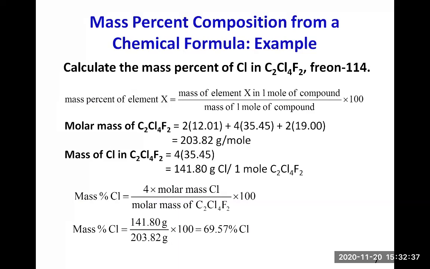And here, it looks like the intermediate answers have 5 sig figs, but really they came from numbers that had only 4 sig figs. If you look at the molar mass, when we calculated the molar mass, they all had 4 significant figures, you know, the 12.01, the 35.45, and the 19.00. So you want to keep the original precision. So it's only 4 sig figs in the end, and it's 69.57%, because of the molar masses having only 4 sig figs. So that's the mass percent of chlorine in this Freon 114.